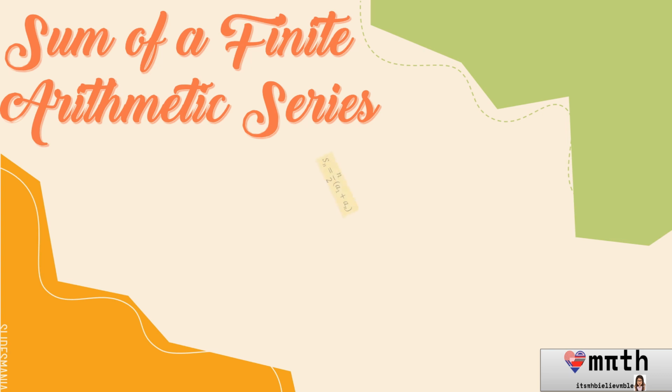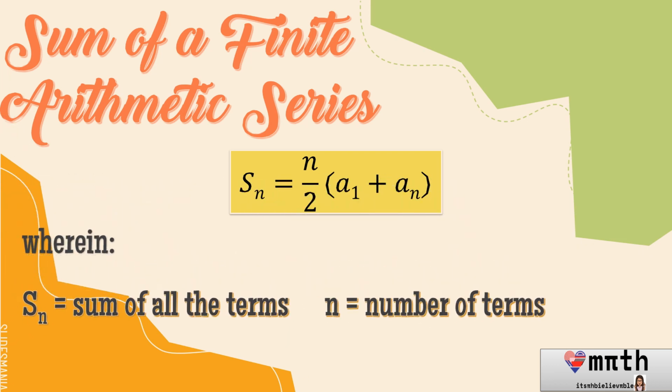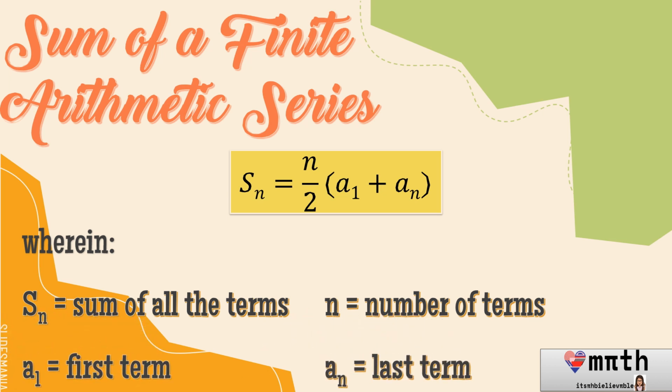Okay? So using the formula, that would be S sub n is equal to n over 2 times a sub 1 plus a sub n, wherein S sub n is the sum of all the terms or the value of the arithmetic series, n is the number of terms, a sub 1 is the first term, and a sub n would be the last term.